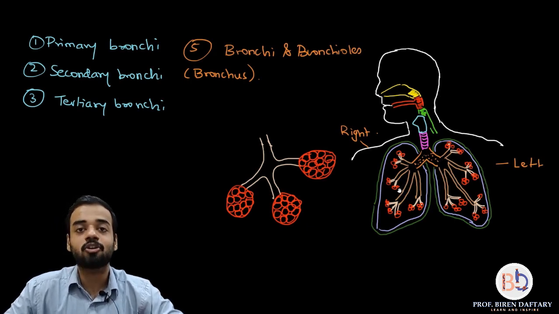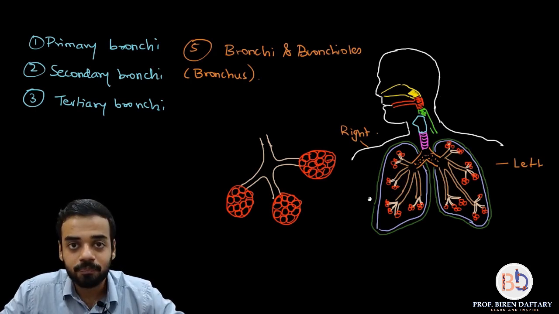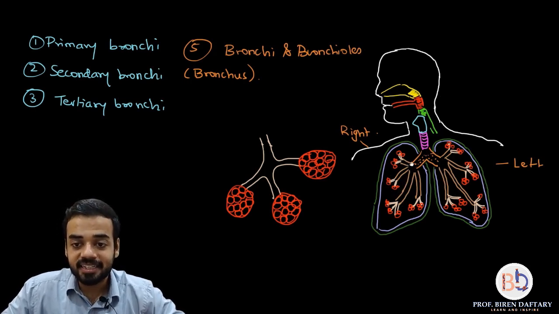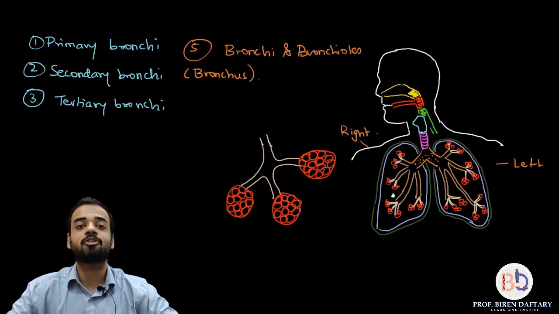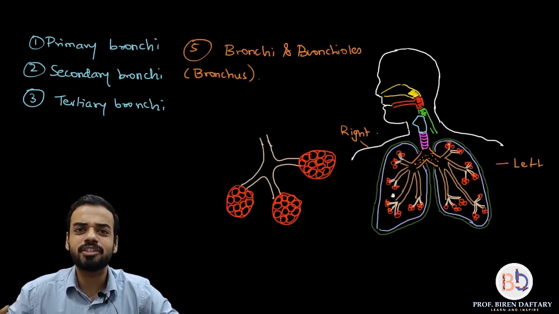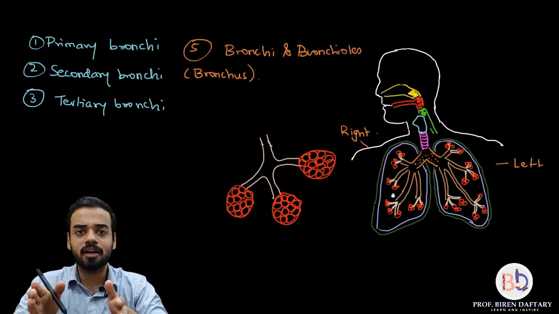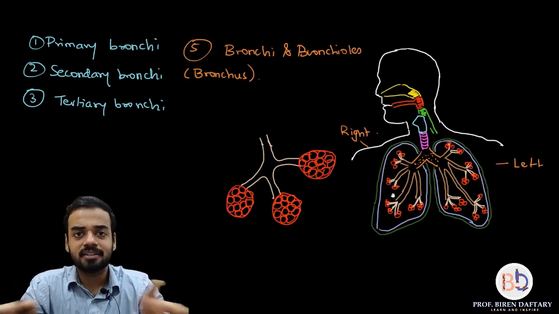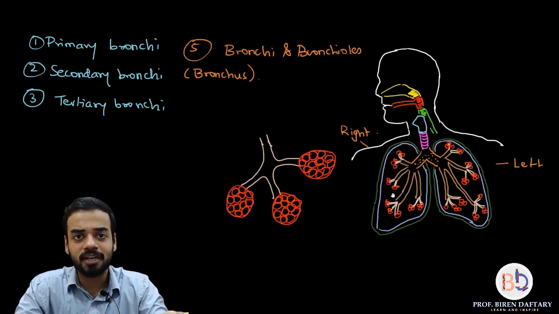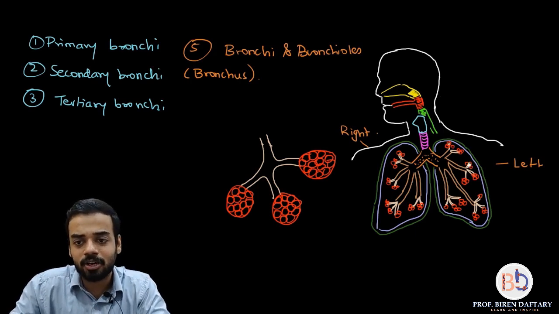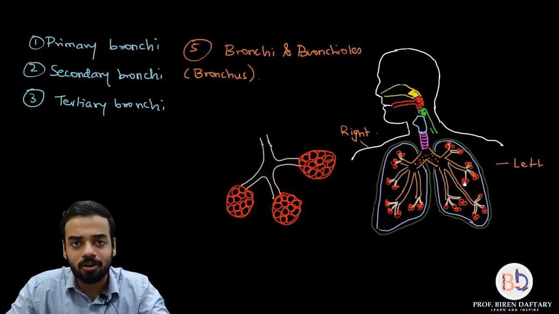These branches are called secondary bronchi. Each secondary bronchus again gets divided into smaller branches, and they are called tertiary bronchi. Is this clear? It's very easy. The primary bronchi enter the lungs and get divided into secondary bronchi. Inside the lungs, secondary bronchi also get divided into tertiary bronchi.